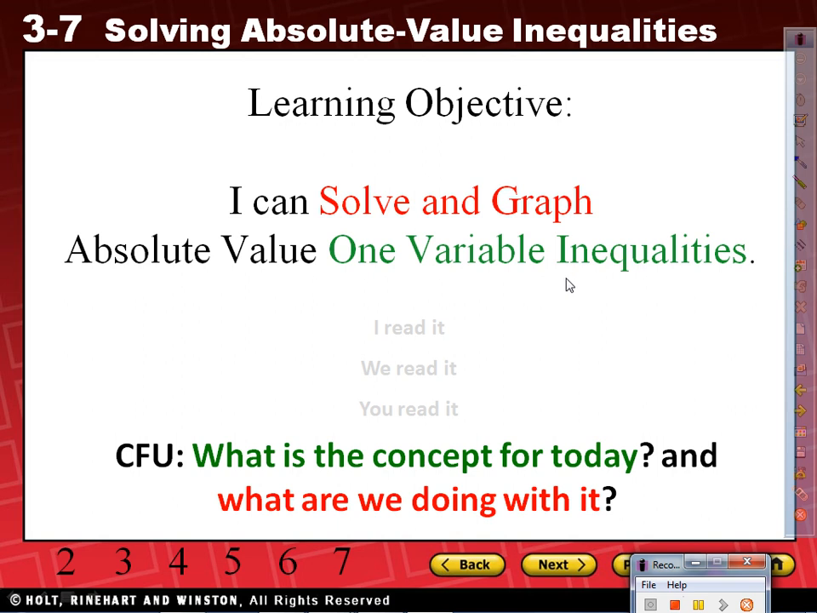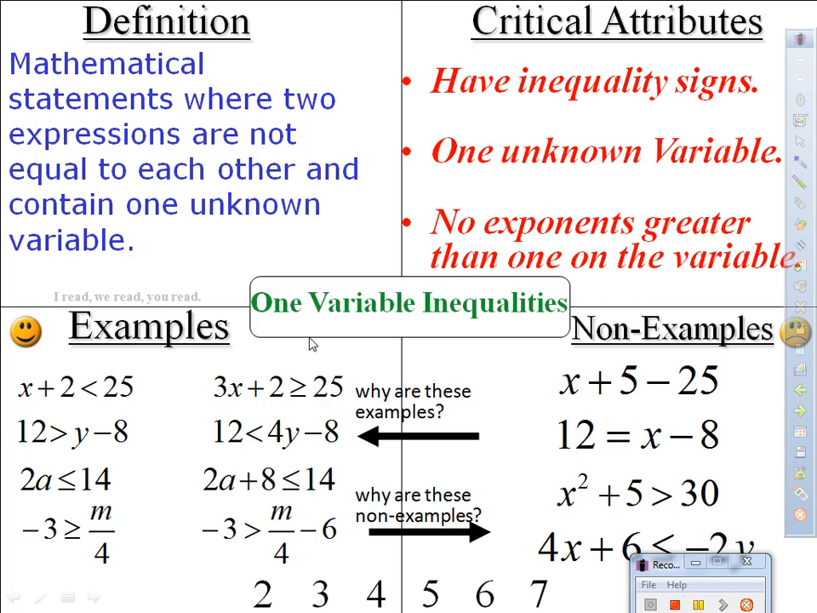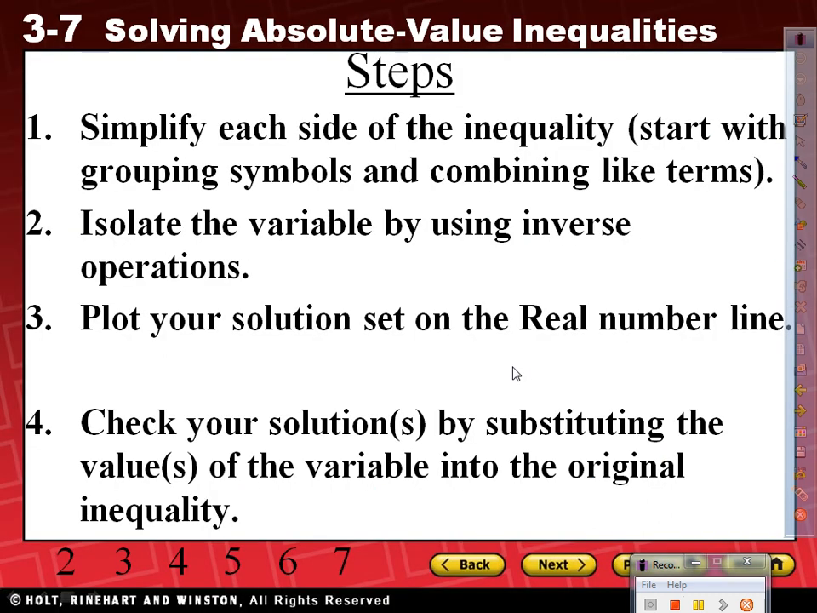Okay? Yes, Cornell notes. And once again, we are on the same concept, which is one variable inequality. With this lesson, we're going to finish chapter 3 already. So we already know what one variable inequalities are. I gave you guys definitions. You don't need to write this down. You already have it. We gave you definition, examples, unexamples. We know our steps. Our steps are simplify, isolate, plot, and check. So by now you guys have this memorized, right?